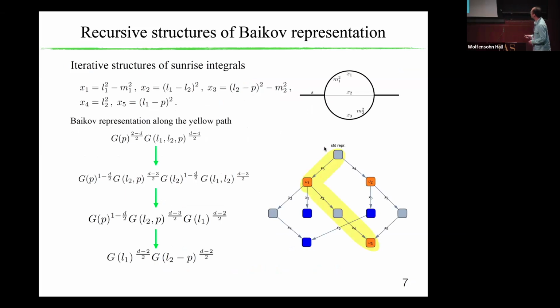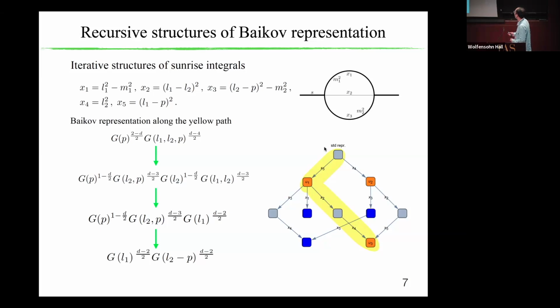This is the two-loop sunrise integral, with x1 to x3 as the propagators. In order to define the integral family, we need to introduce two additional scalar products, or ISPs. And here is the relation graph of the Baikov representation. Now for this yellow part, here is the Baikov representation.